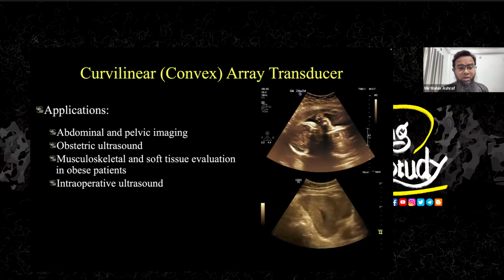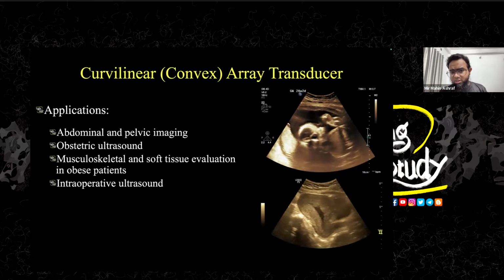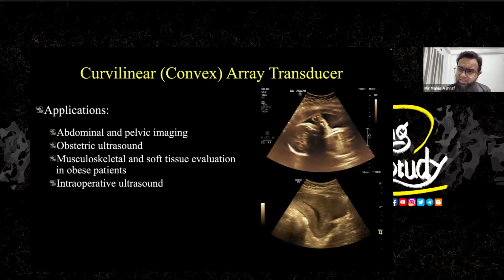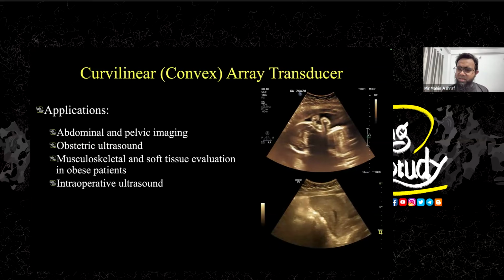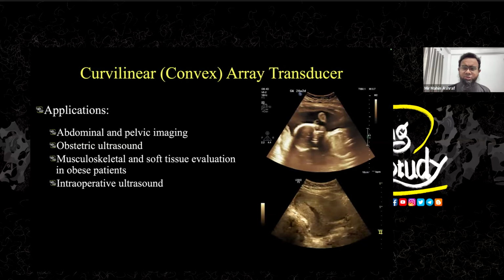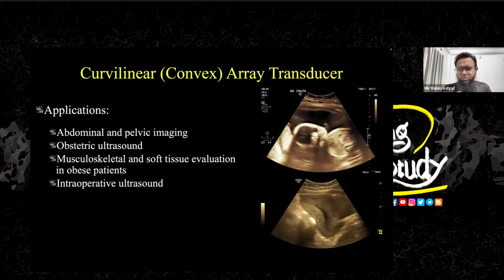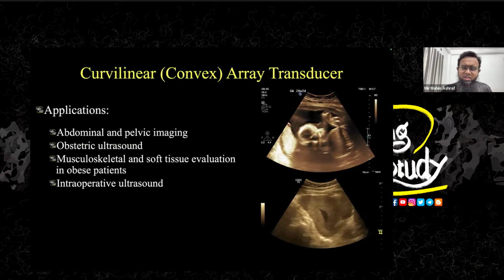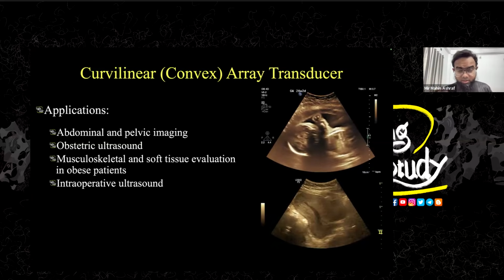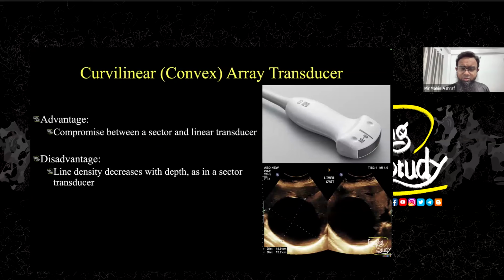We also can use it in musculoskeletal and soft tissue ultrasound. Sometimes I have to use this even to see the popliteal artery, which is very superficial, but the patient comes with obesity or a very edematous condition. So I have to use this to see even the superficial structures, though it was not superficial at that time because of this edema. We also can use it for intraoperative ultrasound.